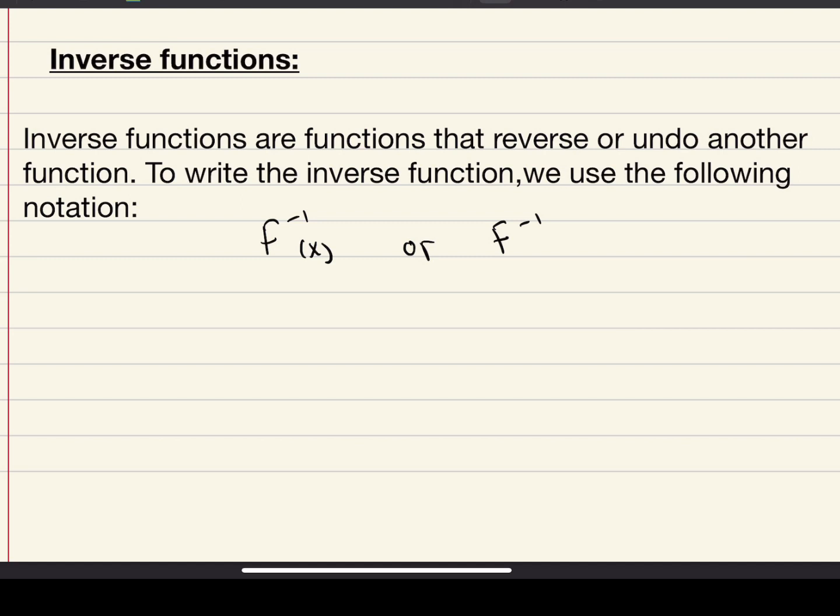Inverse functions are functions that reverse or undo another function. To write the inverse function, we often use the following notation: f to the negative 1 at x, or sometimes we just say f to the negative 1. In even more simplistic terms, the x and y, or the independent and dependent variables, switch roles. We could just say they switch roles within the function.